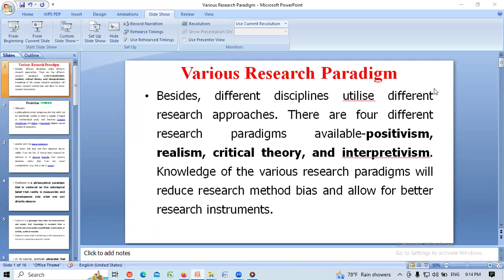Hello, I'm discussing research paradigms. Beside the different disciplines utilizing different research approaches, there are four different research paradigms available: positivism, realism, critical theory, and interpretivism. Knowledge of the various research paradigms will reduce research method bias and allow for better research instruments.